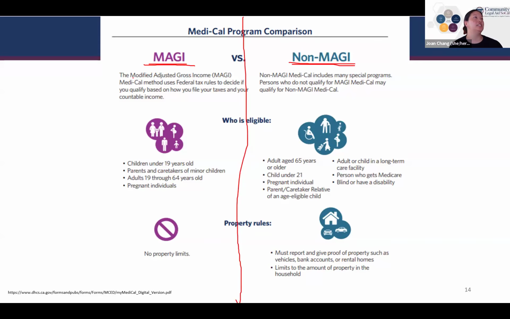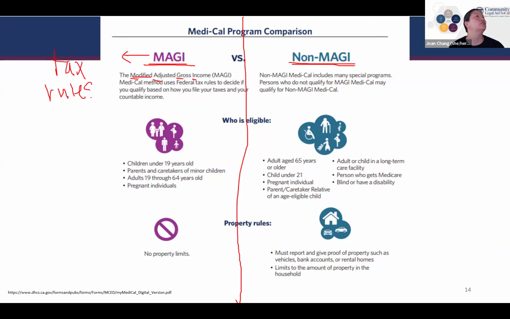So MAGI stands for Modified Adjusted Gross Income. Basically, the general rule is if it's taxable by the IRS, most likely it's going to be considered countable income for Medi-Cal purposes. And they call it modified simply because there are actually Medi-Cal rules that specifically say certain types of income are not counted. So they call it modified adjusted gross income. So generally, MAGI will be looking at tax rules.